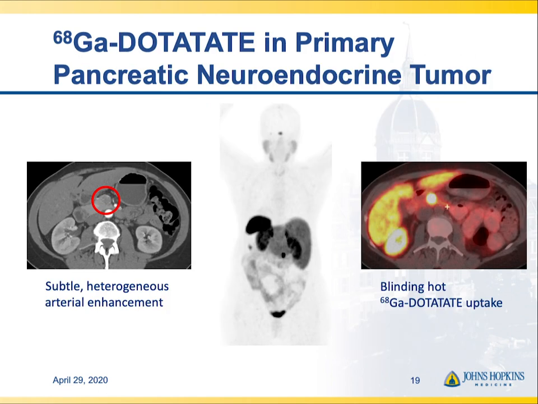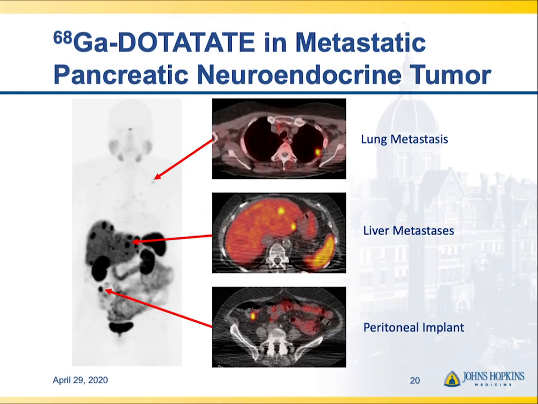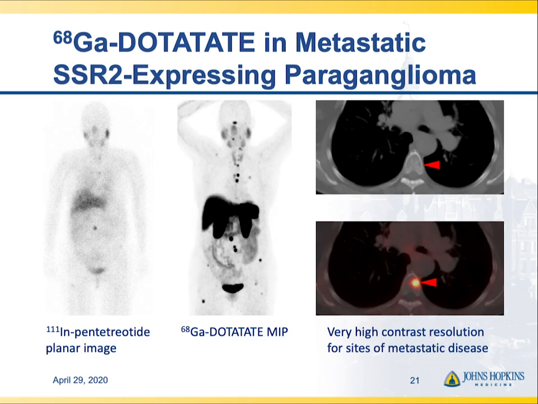Here's an example of what might be a somewhat subtle pancreatic neuroendocrine tumor. There was a lot of cystic degeneration within this tumor, so the arterial enhancement wasn't necessarily that great. But as you can see on the dotatate PET in the right-hand image, this thing is just light bulb bright. This also applies to metastatic disease, so here are just a few examples: lung metastasis, some liver mets, and a peritoneal implant. You can see all of those light up with very, very high tumor to background.